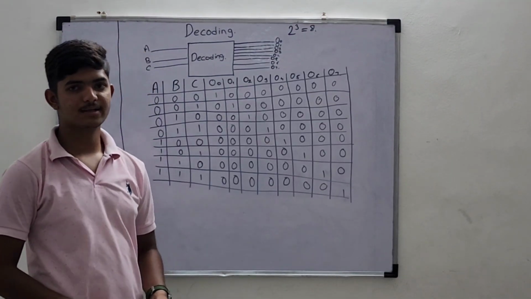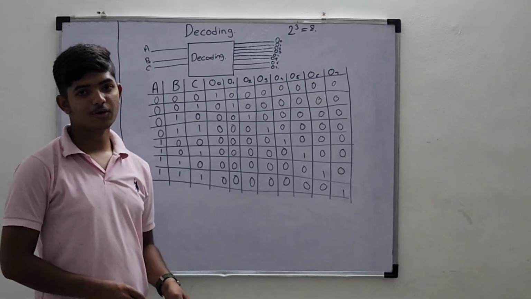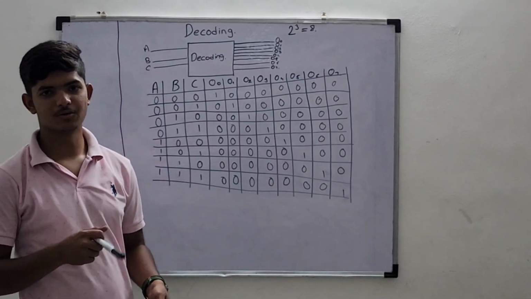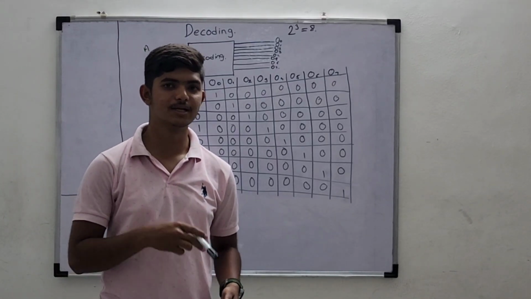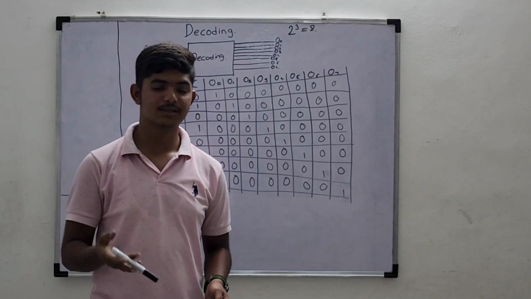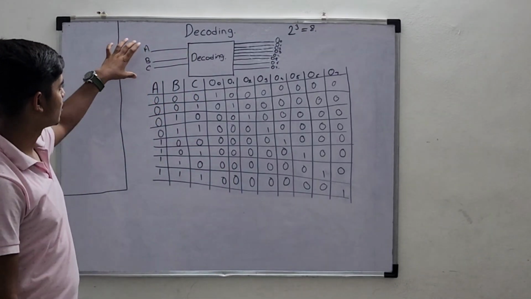So our next topic, and the last topic for today, is decoding. Decoding is basically the opposite of encoding. Decoding actually means we have to convert any binary digit into an integer or any other digit. So the first step is to draw the block diagram.